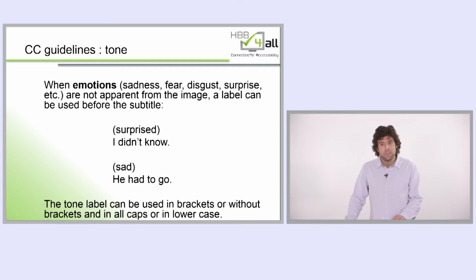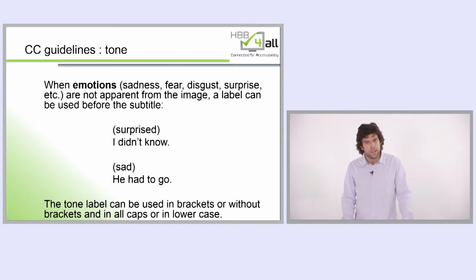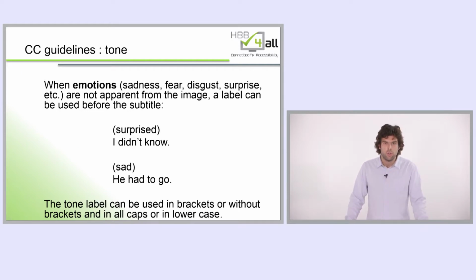When emotions such as sadness, fear, disgust, surprise, etc. are not apparent from the image, a label can be used before the subtitle. For example, surprised, "I didn't know." Sad, "He had to go." The tone label can be used in brackets or without brackets, and in all caps or in lowercase.